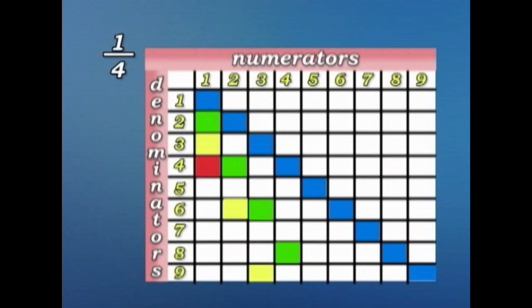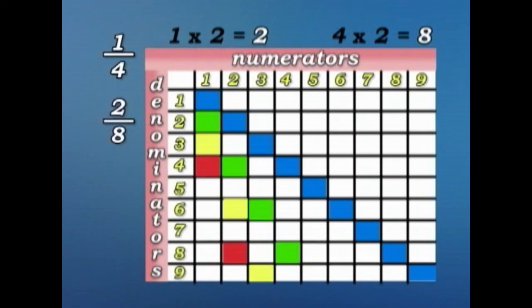Now let's look at the equivalent fraction. If we multiply 1 by 2, we get 2. So in the second column, we know we're going to find an equivalent fraction. If we multiply 4 by 2, we get 8. So go down the first column till you get 8. Go across the second column. Where the column and the row meet, that's where we'll have our next red box. So 1 over 4 is the same as 2 over 8 because 2 times 1 is 2, 2 times 4 is 8.